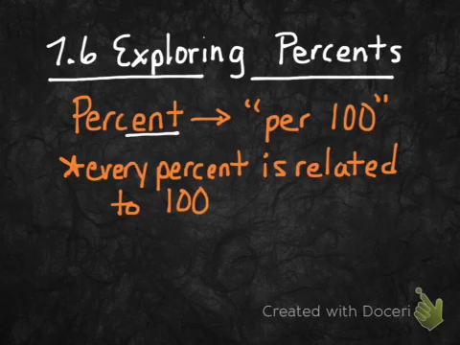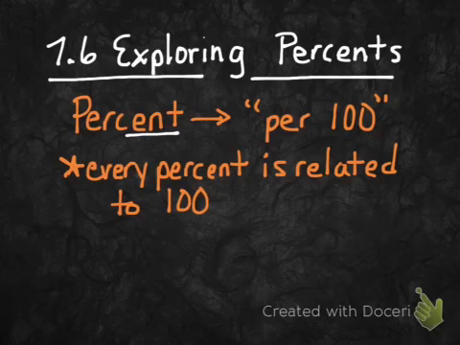Or if your cupcakes say 25% less fat, that means compared to the regular one, there's 25% out of 100 parts of it that has less fat than the regular cupcake. So it's always related to 100. So every time you see a percent now, I want you to start to think about what that really means in terms of that product that I'm seeing, okay?